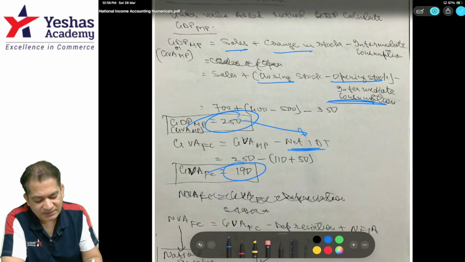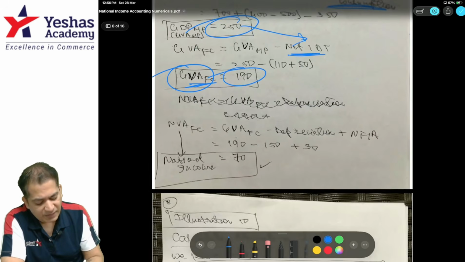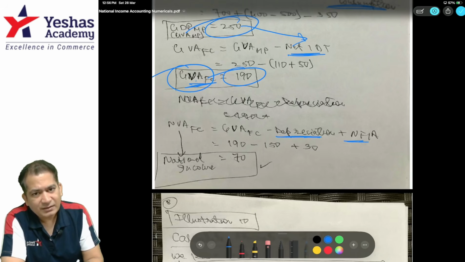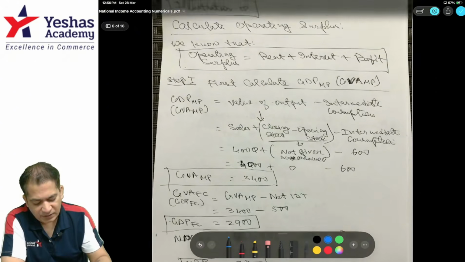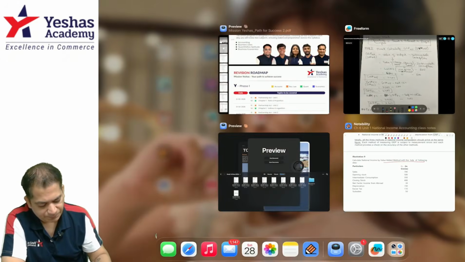Market price से indirect taxes deduct किया, factor cost आ गया. You call it GVA or you call it GDP, it means the same thing. Then from there, if I deduct depreciation, gross will become net, and add NFIA, then domestic will become national. So that will give you national income of 70. Question number 10, let's see.